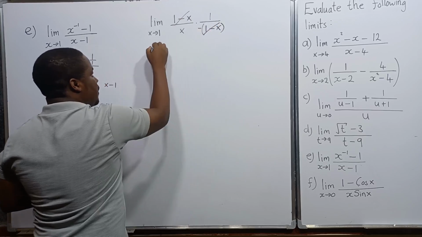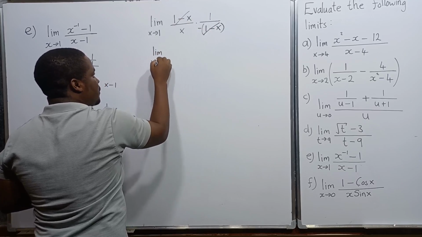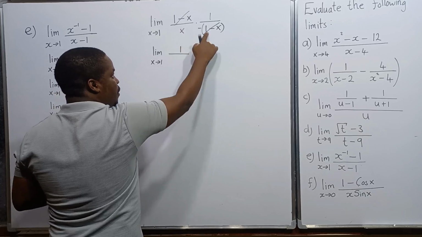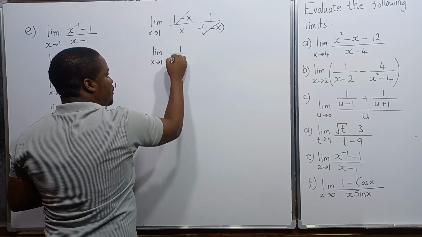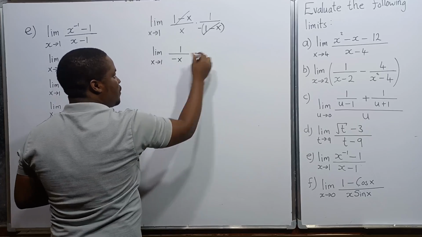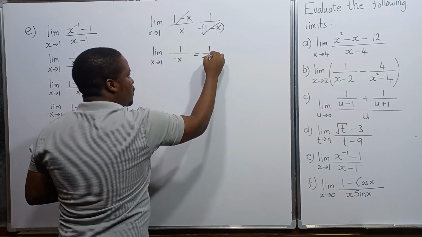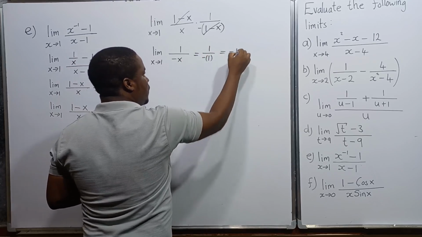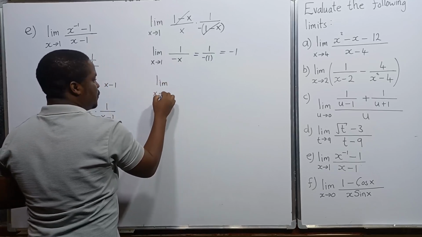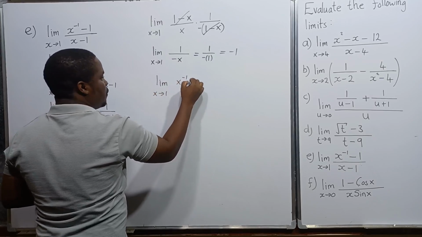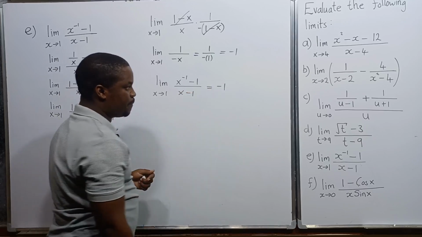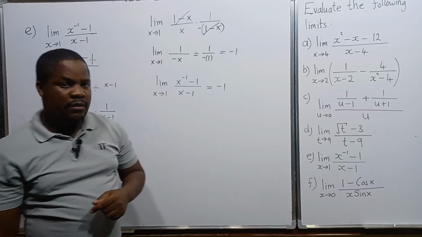Hence, the limit as x approaches 1. So in the numerator there, we just have a 1. In the denominator, we have a negative 1 from this negative times this x, so that is negative x. We replace the x with a 1, we just get 1 over negative 1. So the limit as x approaches 1 of the function, this one, over x minus 1 is simply equal to negative 1. Okay, so let's go to the last question now.